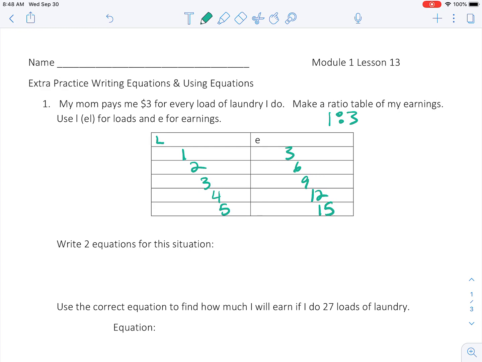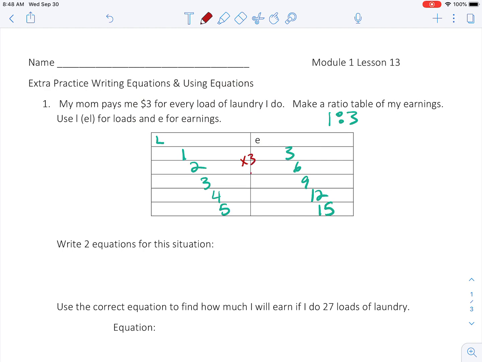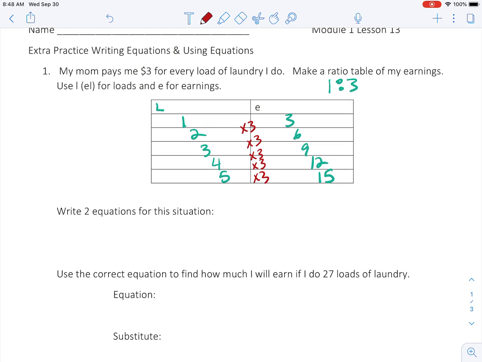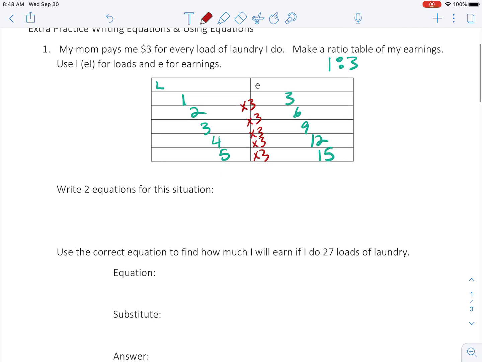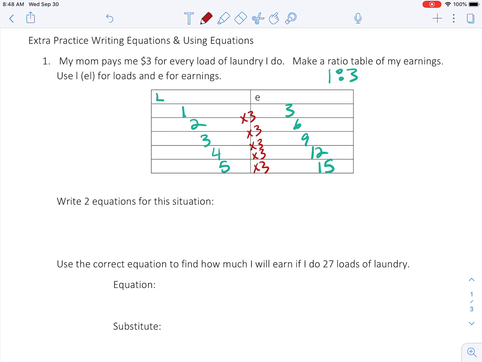So now I have my ratio table. Let's find out what the relationship is. What do I have to do to L to get E? What do I have to do to the number of loads to get the number of earnings, which is just money? Well, all we're doing is multiplying by 3. 1 times 3 is 3, 2 times 3 is 6, 3 times 3 is 9, 4 times 3 is 12, and 5 times 3 is 15.